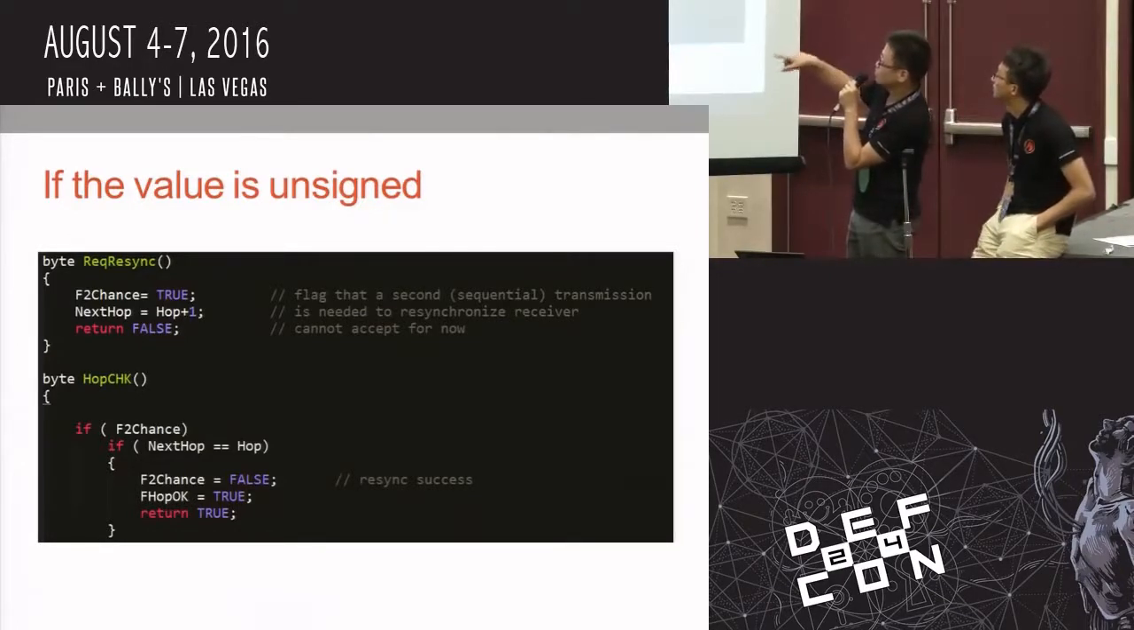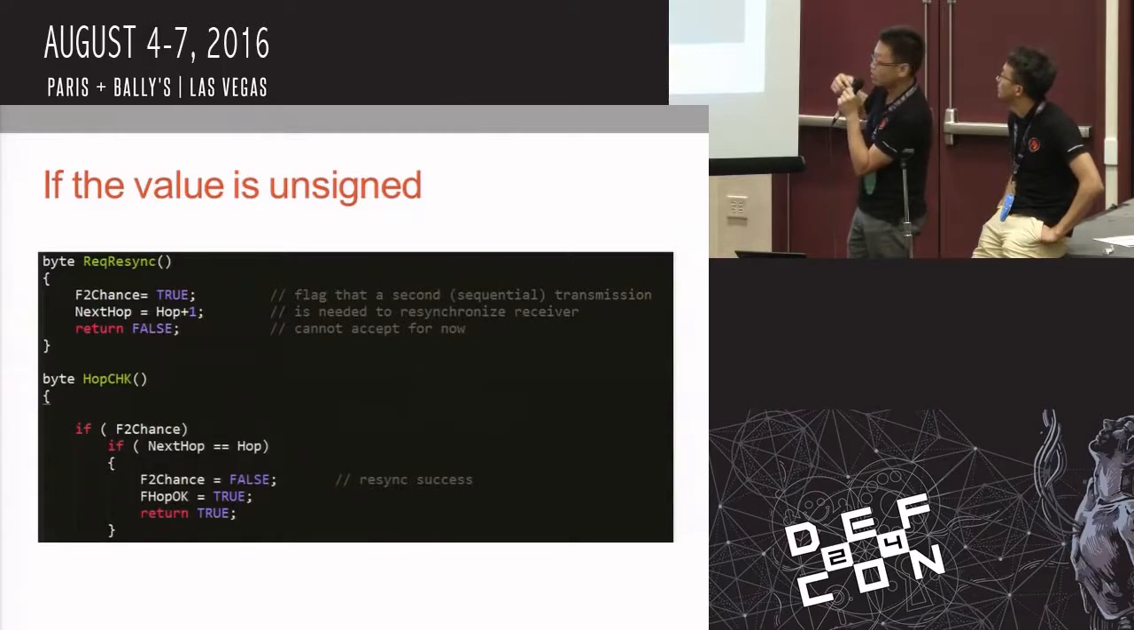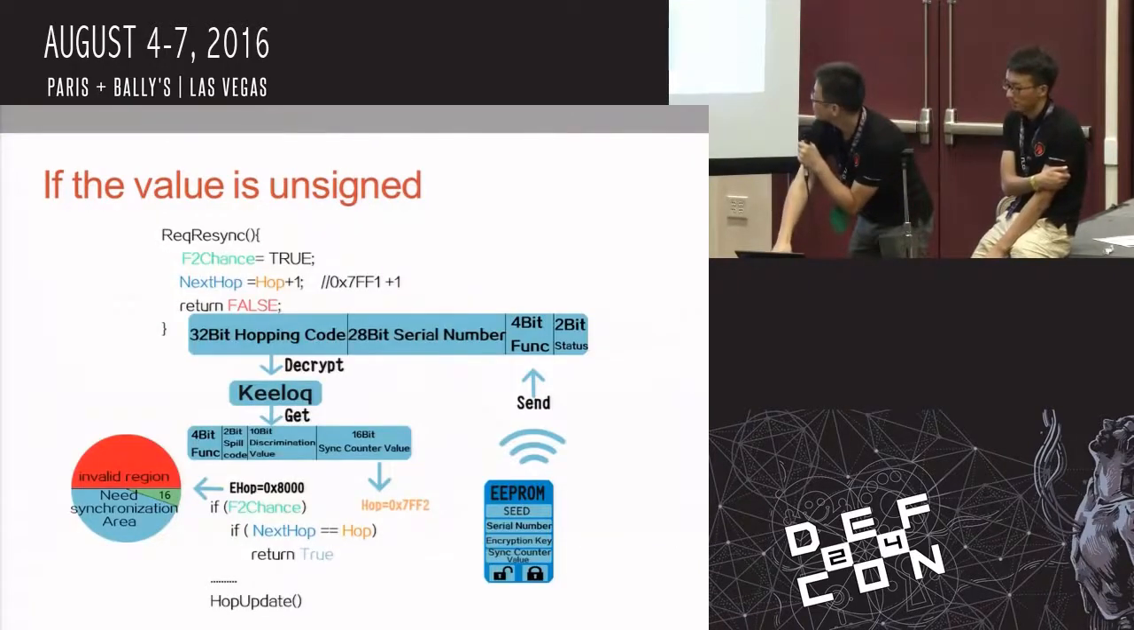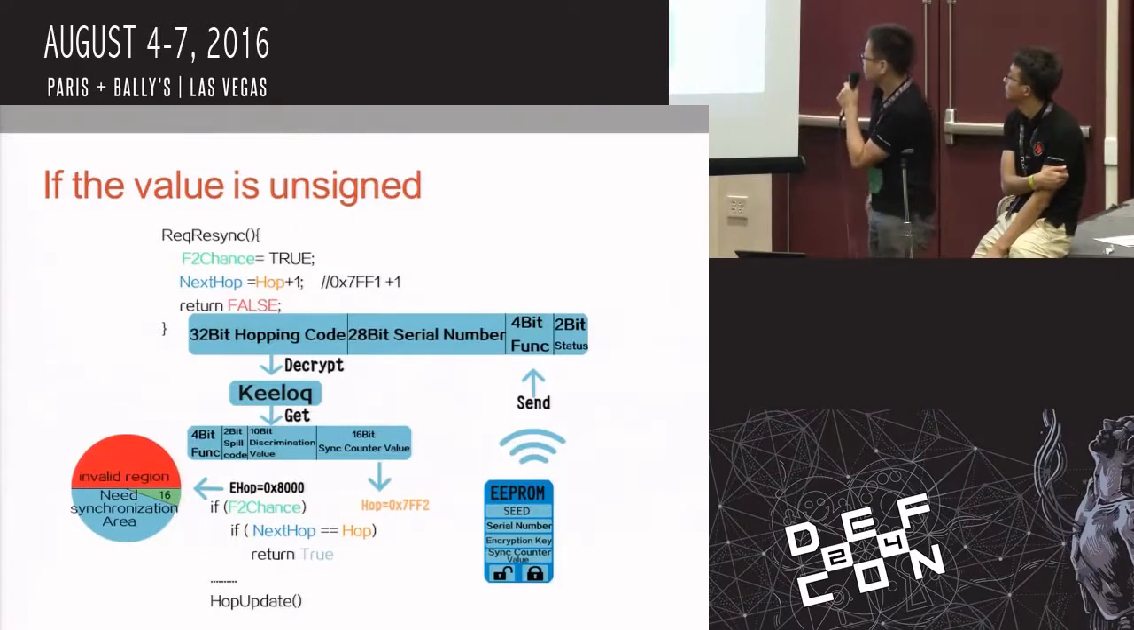The program will go to hop CHK, the F2 chance is true, and next hop equals hop. Then the result is they will return true. So the car will respond to the signal. If the signal is to open the car, they will respond to the second one. So this is the second one.